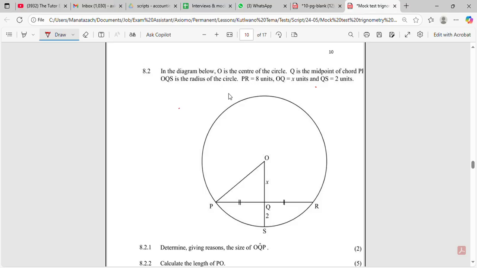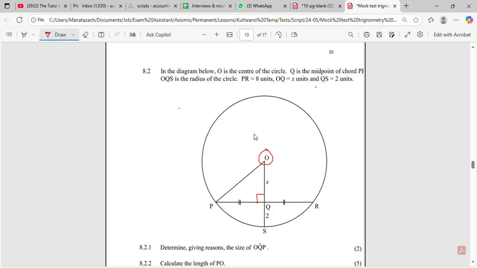Okay, so 8.2 says, let's have a look at the diagram below. O is the center of the circle. There you can see point O, right? And Q is the midpoint of chord PR. So if Q is the midpoint of chord PR, what does that say? You have a chord, and a line drawn from the center which bisects the chord. You should think, okay, this should be 90 degrees, because the line drawn from the center of the circle bisecting the chord is perpendicular to the chord.